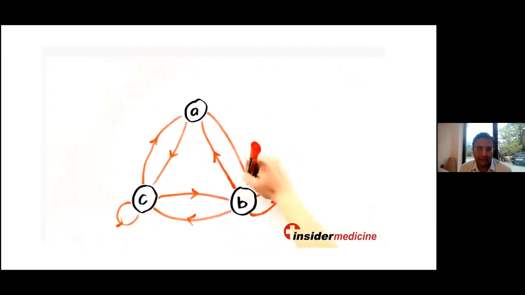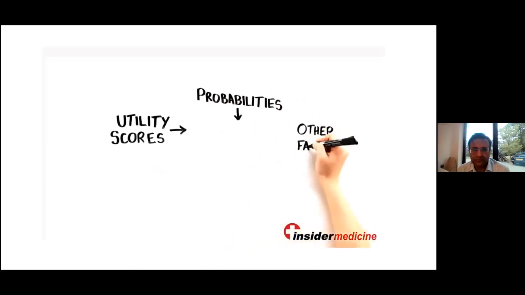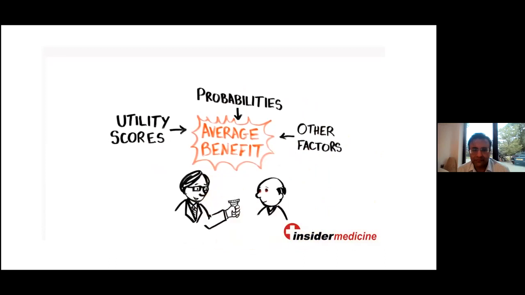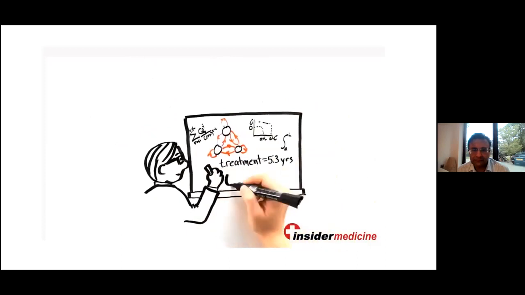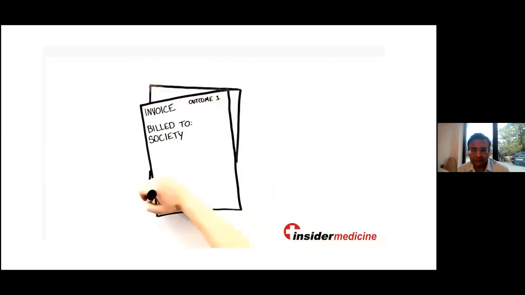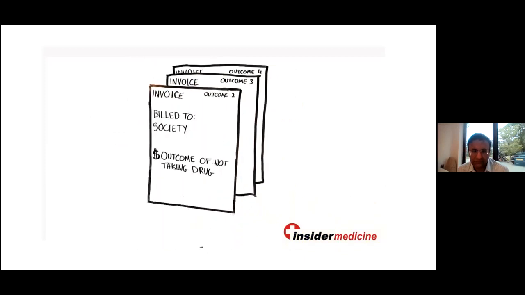Using a mathematical model called a Markov model, we combine the utility scores and probabilities and other factors to determine the average benefit to someone with the disease who takes the drug which we are evaluating. We calculate that benefit over the course of the treatment and end up with the increase in quality adjusted life years caused by the drug. The next thing we do is look at the cost to society as a result of each outcome. Most obviously, we have to look at the cost of paying for the drug treatments, but then we also have to take into account the total cost of each possible outcome associated with both receiving the treatment and not receiving the treatment.